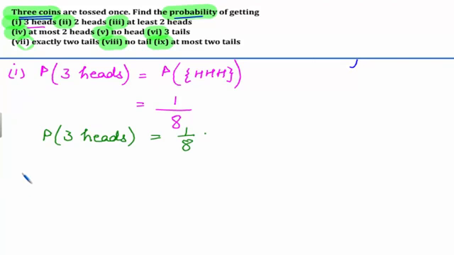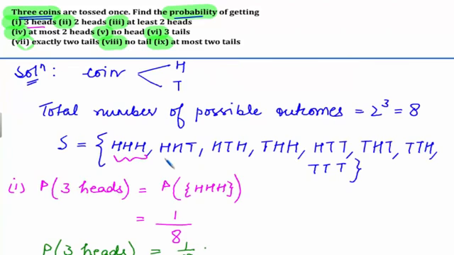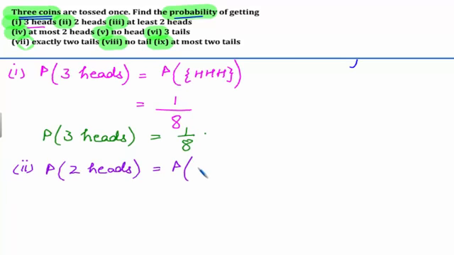Now let us proceed on to the second part. In the second part, we have to find the probability of getting 2 heads. Let us see the sample space now. Here we have 3 outcomes when we get 2 heads, which are namely head, head, tail; head, tail, head; and tail, head, head.